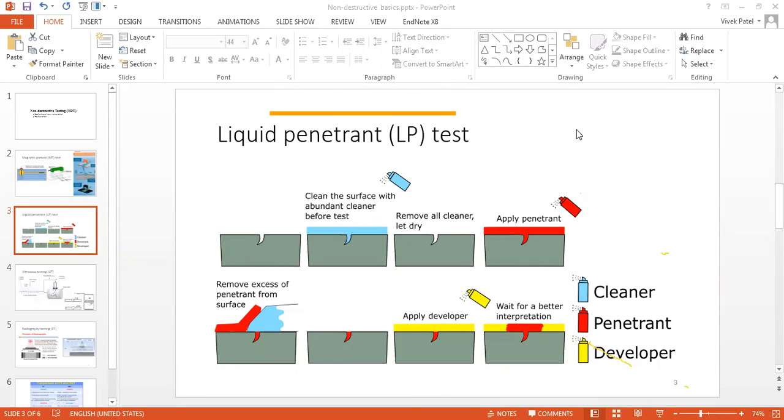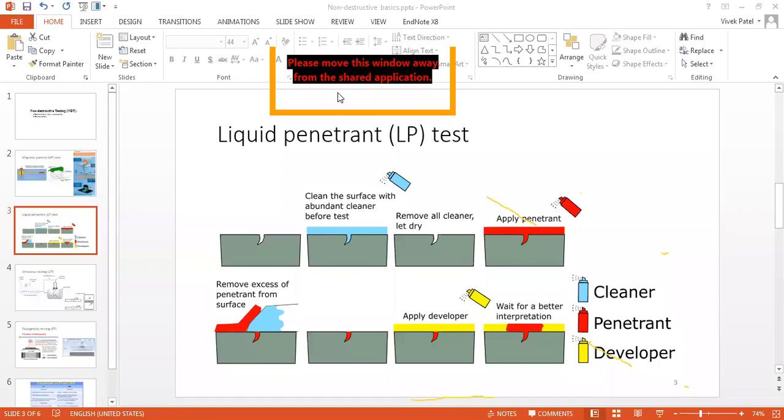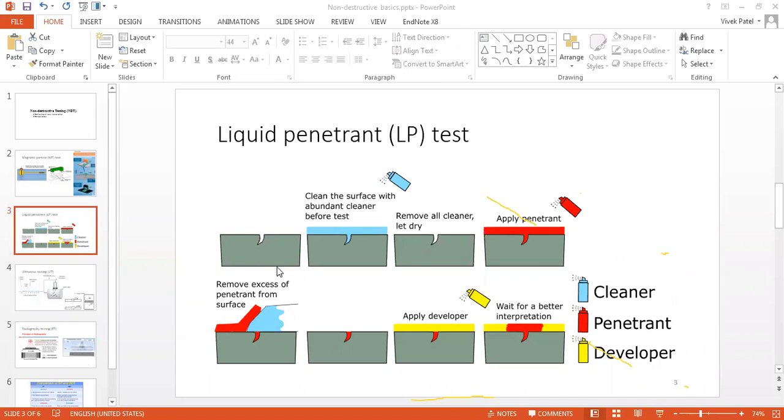One is a cleaner. Okay, a cleaner, you may use some sort of methanol or ethanol to clean the surface. So first, the surface is to be cleaned, so we can make sure there is no dirt particle available on the surface to be tested. So first part is cleaning.